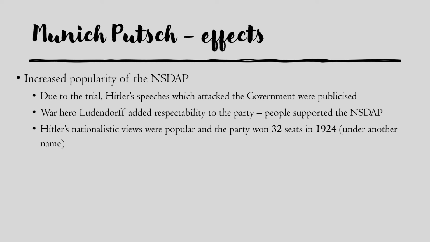Also, Ludendorff added respectability to the party, so he was very, very popular. He was seen as massively important in the First World War, and so more people supported the NSDAP because they thought that Ludendorff was right in doing so, that the NSDAP was a popular party now. And Hitler's nationalistic views, so a strong Germany, he made speeches against Versailles, they were very, very popular. And so even though the NSDAP were banned, they ran in 1924 under a different name, and they managed to win 32 seats in that election.